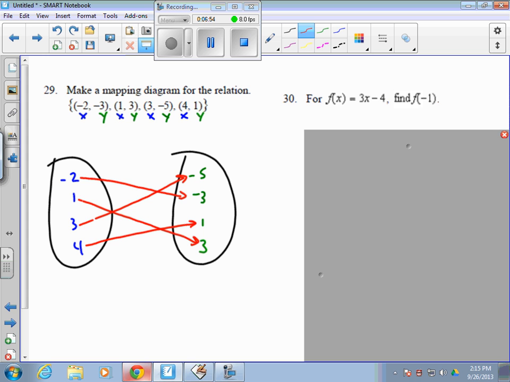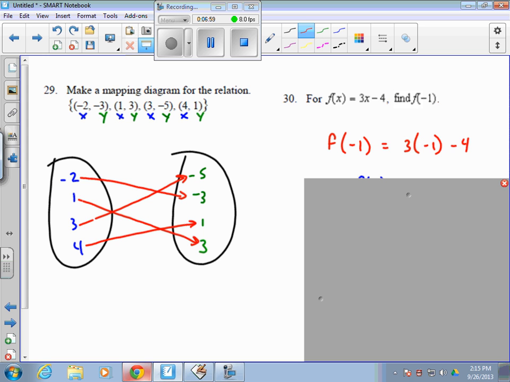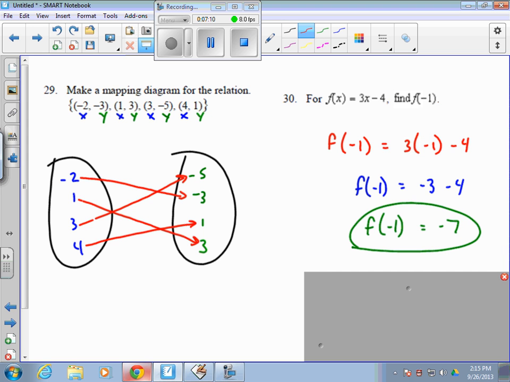It says for f of x equals 3x minus 4, what about f of negative 1? So in place of x, you're plugging in negative 1. So f of negative 1 equals 3 times negative 1 minus 4. Multiply 3 times negative 1 to get negative 3 minus 4. So f of negative 1 is negative 3 minus 4, which is negative 7.